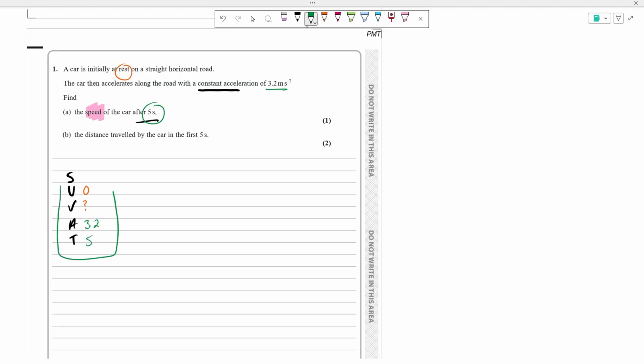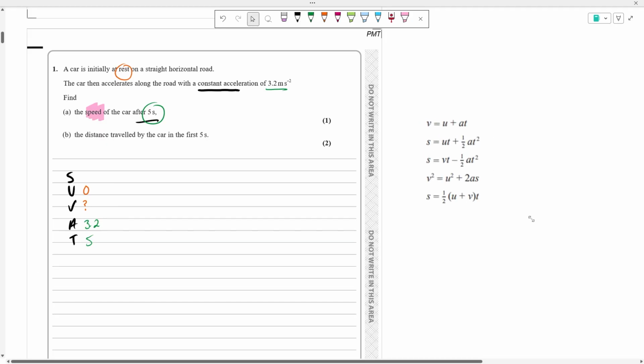So I have these 4 letters. Any 4 letters you can use to work out one of your SUVATs. We have a couple of SUVAT equations that I'm actually going to bring up on screen. These are all in your formula book, so you don't actually need to learn them, but as you can see, every single one of these equations only has 4 letters in them. So in this case, we have V, U, A, and T, so I can just use this first equation here.